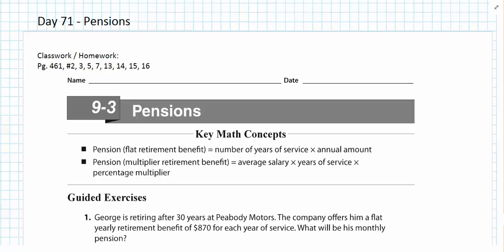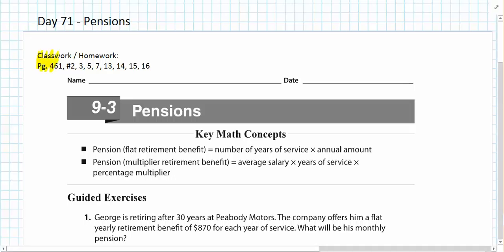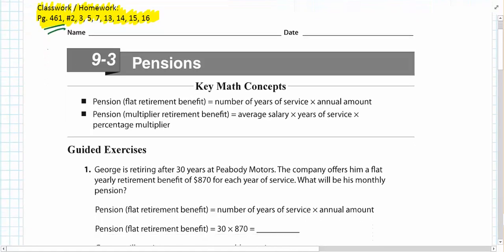Day 71, Financial Algebra. Today, following the video that you're watching now, you'll be able to complete the classroom work or homework problems 2, 3, 5, 7, 13, 14, 15, and 16 from page 461 in your textbook. So at the conclusion of this video, please get started on that here in class.